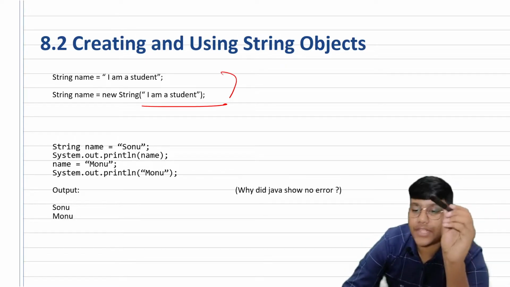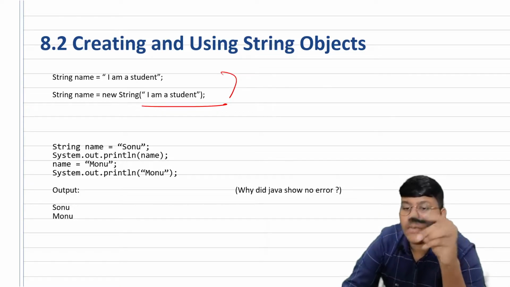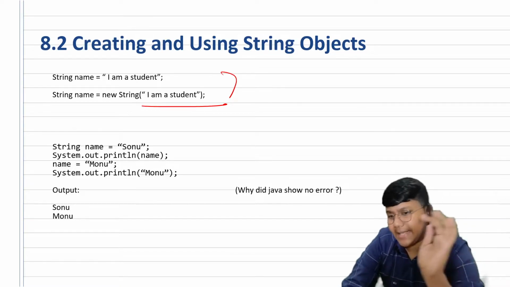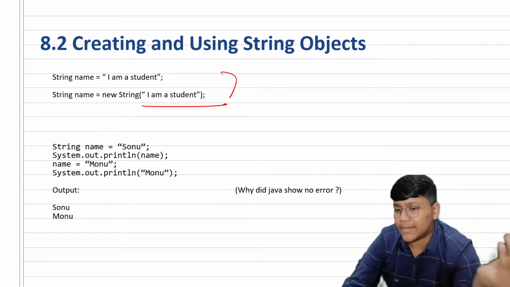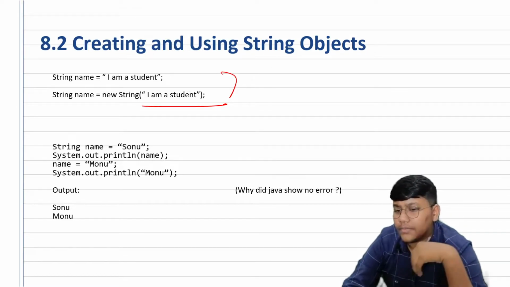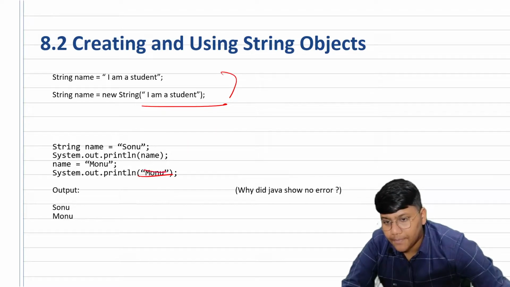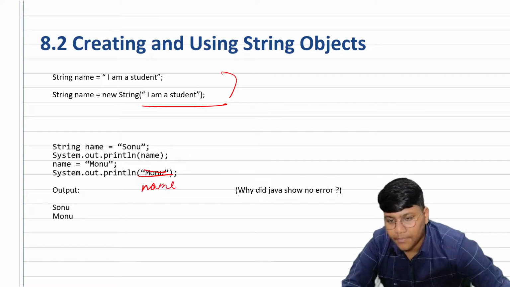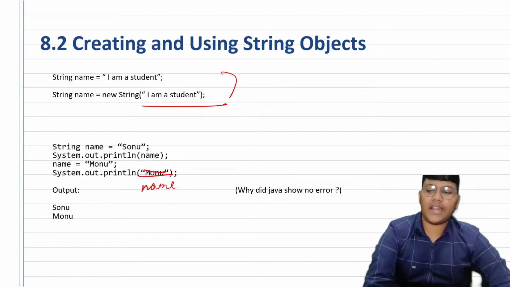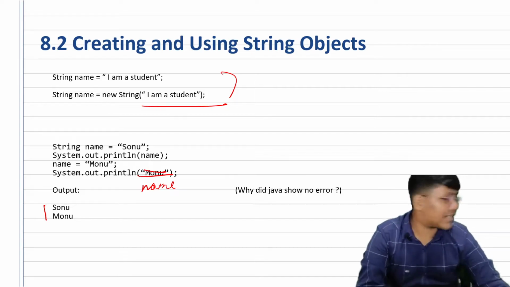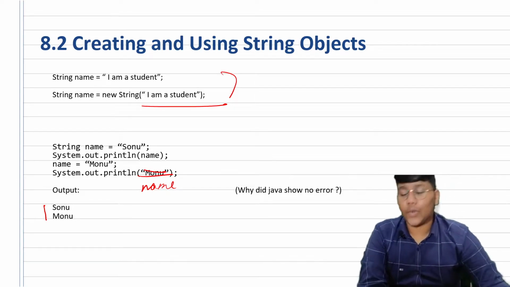For example, String name = "Sonu"; System.out.println(name); then name = "Monu"; System.out.println(name). It will not show an error. Sonu and Monu will both be printed. Why is there no error?